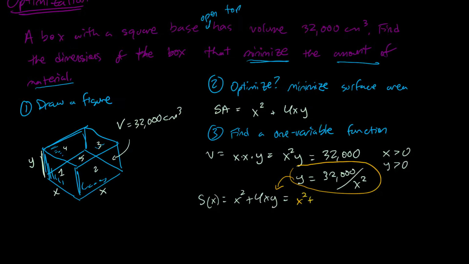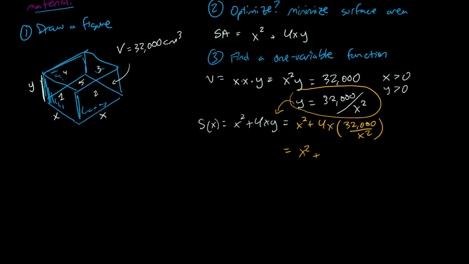So it's x squared plus 4 times x times 32,000 over x squared. And as this simplifies, I get 128,000, which is 4 times 32,000, over x. So there's the function that I'm trying to minimize. Okay, so remember, we are trying to minimize the surface area, so we want to find the min value of S(x). And it might be a good idea to go ahead and bring these together.